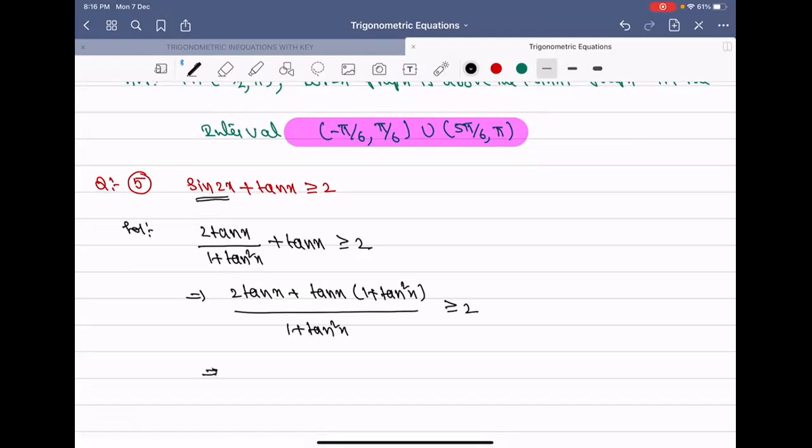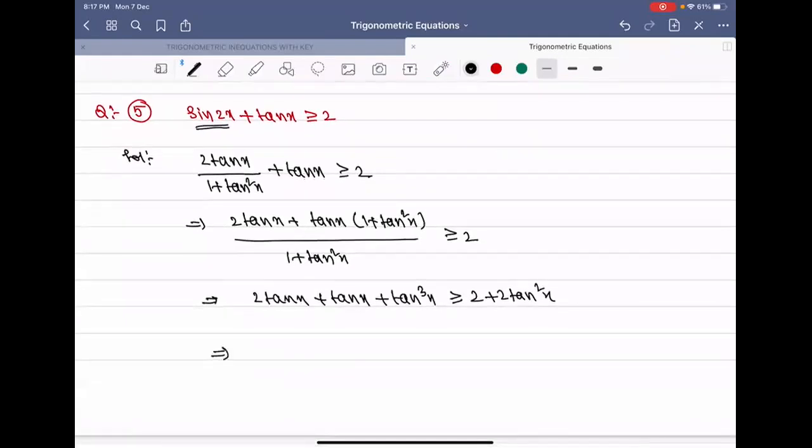Now it's a positive quantity, okay? 1 is positive, tan square is always positive. Now you can take it out to the other side of the inequality. If this is negative, then the inequality changes. If positive, the inequality does not change. Now this is 2 tan x plus tan x into 1 plus tan square x, that is 2 tan x plus tan x plus tan cube x, is greater than or equal to 2 plus 2 tan square x. Inequality will not change because 1 plus tan square x is a positive quantity.